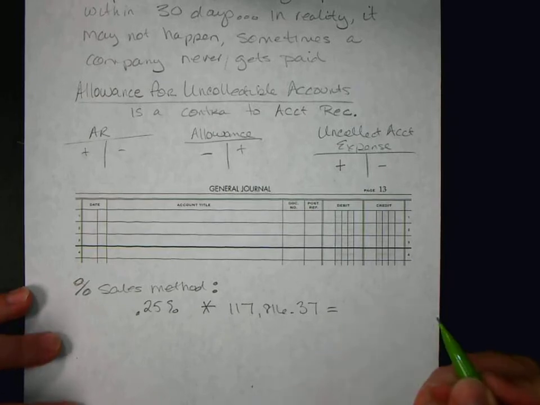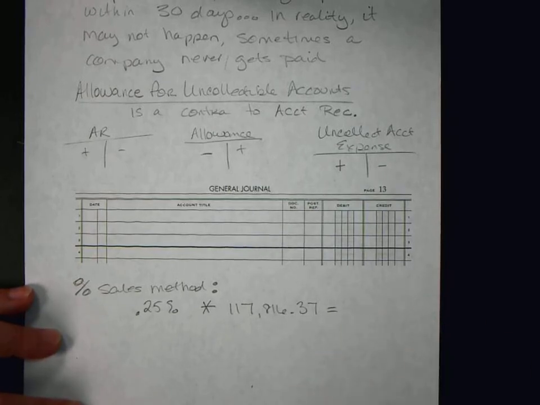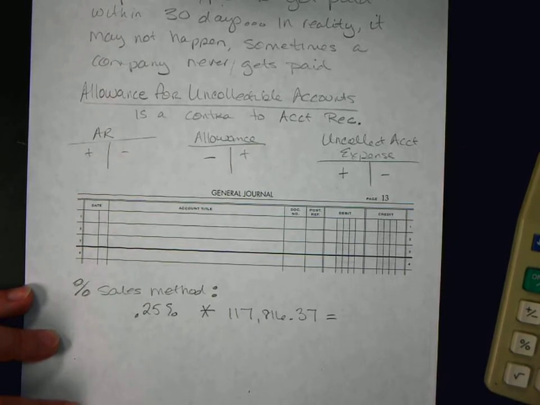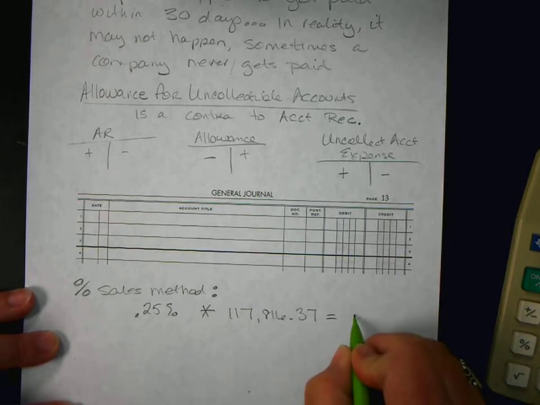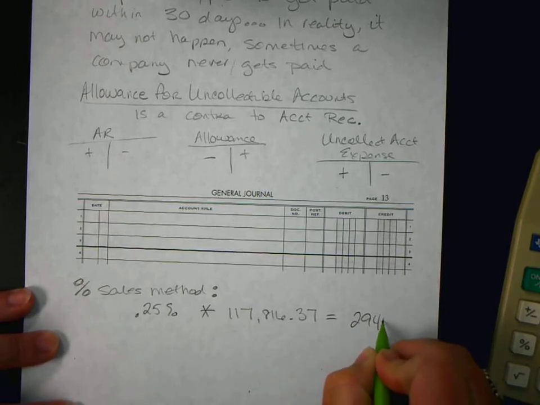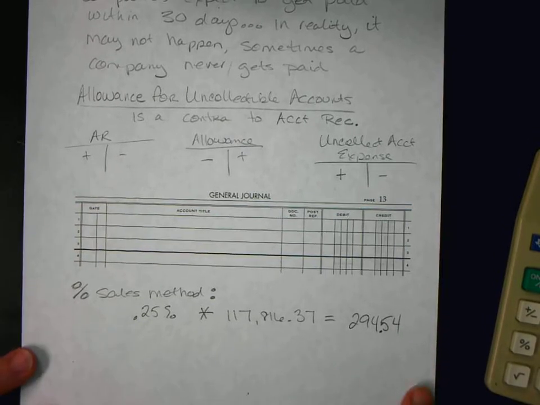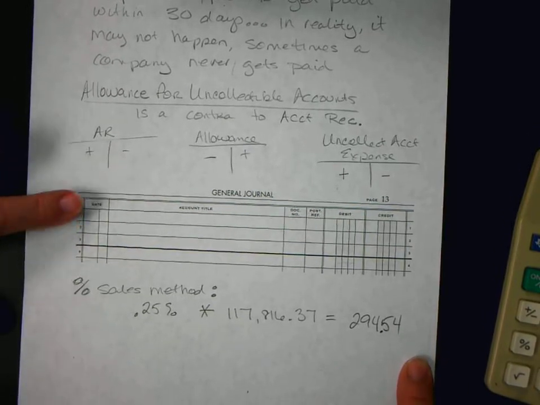Okay, and doing the math on that, 117,816.37 times 0.25% is 294.54. Okay, so that's the dollar amount that we have to adjust.